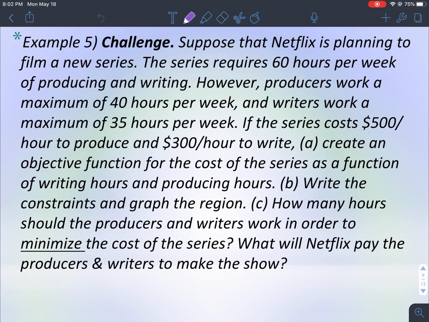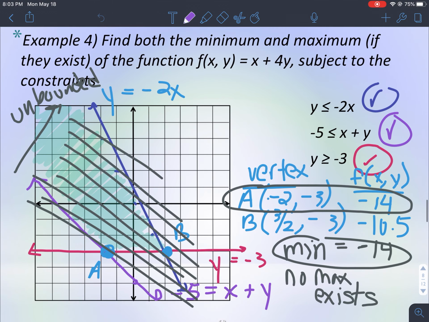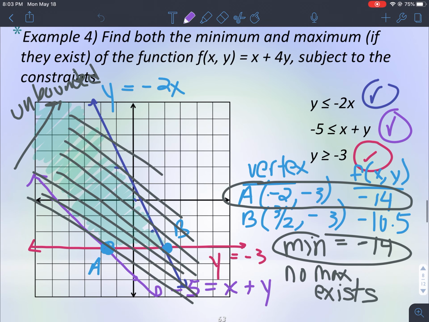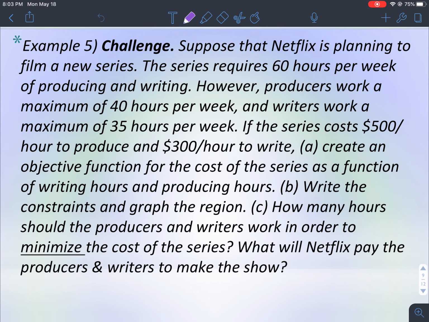This is Pre-Calculus Math Analysis Section 7.5, part number 3 of the notes, talking about linear programming. Here's what we did last time, where we have unbounded regions in which there is a minimum but no maximum, and we want to now put it all together into an applied question.